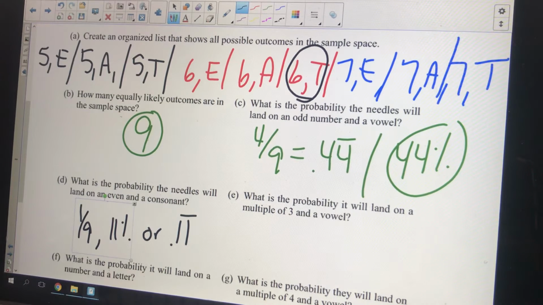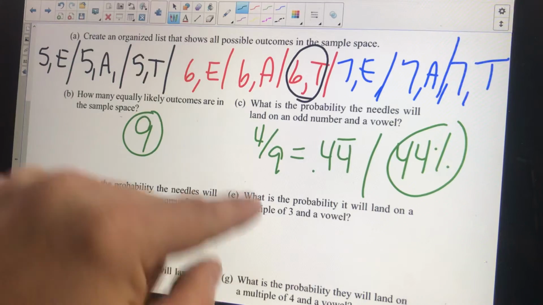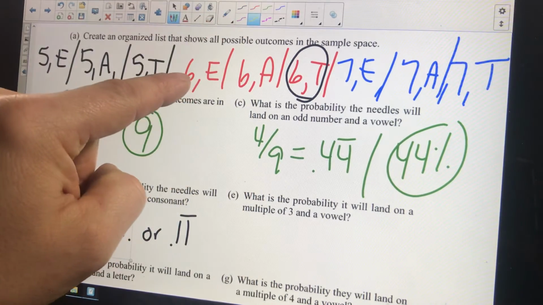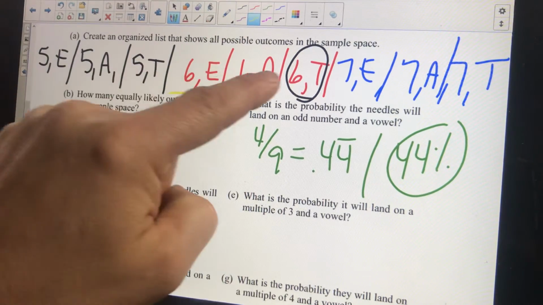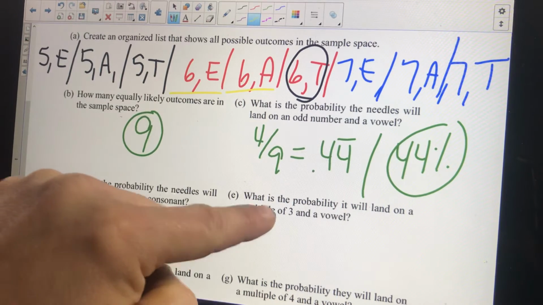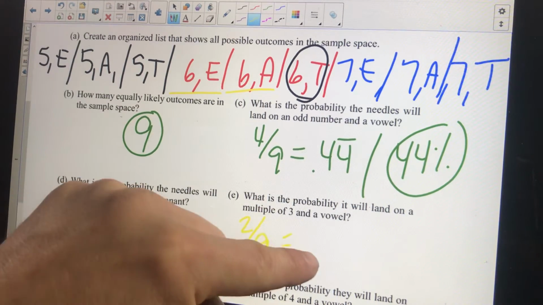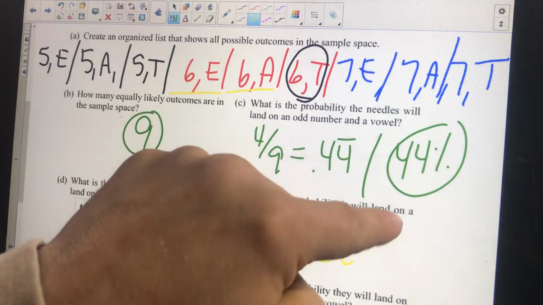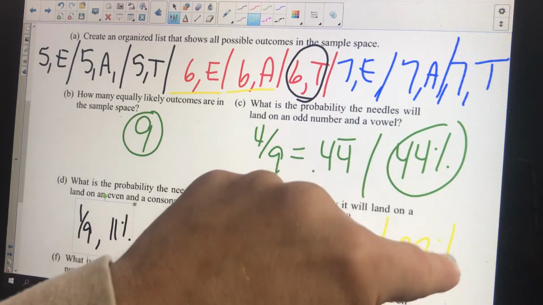Letter E. What is the probability that it will land on a multiple of 3 and a vowel? Okay, so multiples of 3, things that 3 goes into evenly. It can't be 5 and it can't be 7. It can be 6, and it has to be a vowel. So let me think. 6E and 6A. So 2 out of the 9, or 0.22 repeating, which is 22%.